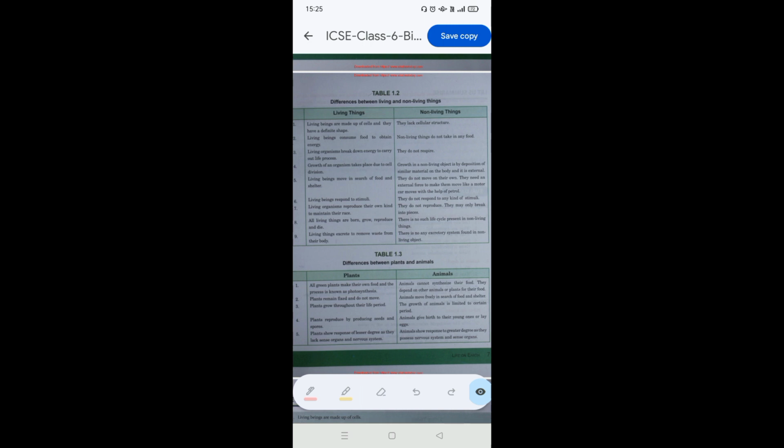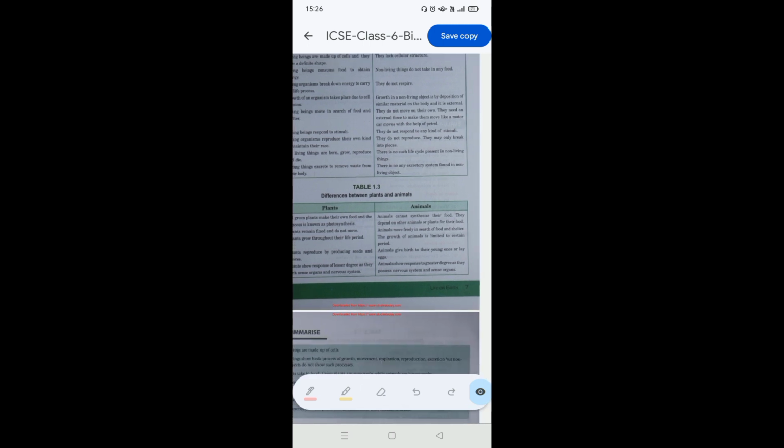Plants grow throughout their life period, in case of plants the growth is unlimited, whereas in case of animals, it is limited to a certain period. After that, they do not grow. Growth happens, but it is limited in case of animals. Fourth, plants reproduce by producing seeds and spores, whereas animals lay eggs or give birth to their young ones.